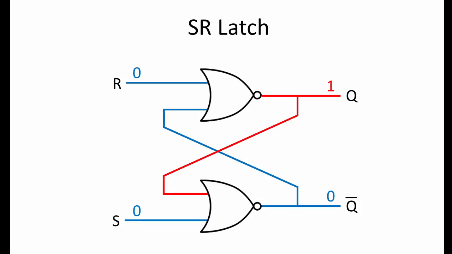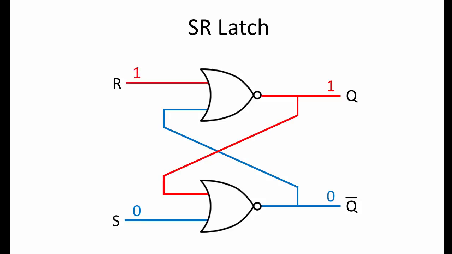Both of the inputs of the top NOR gate are 0, so the output of the top gate is 1. This is exactly what you would expect from a NOR gate. The inputs of the lower NOR gate are 1 and 0, so the output of the lower gate is 0. Because Q is 1, the latch is currently storing 1.